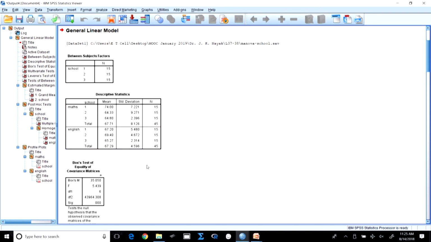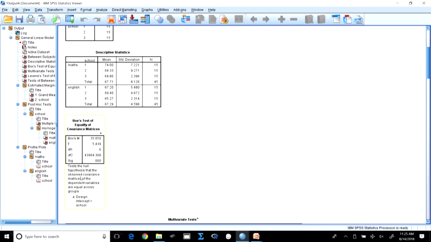Now, what is this Box's test of equality of covariance matrices? As it says, it tests the null hypothesis that the observed covariance matrices of the dependent variables are equal across groups. Basically, the Box test tells you about the equality of the groups, whether there is a significant difference or the groups are similar in nature. If it is significant, the null hypothesis is rejected, meaning there is a significant difference among the groups. This is a very powerful test and it should be reported in your research paper.